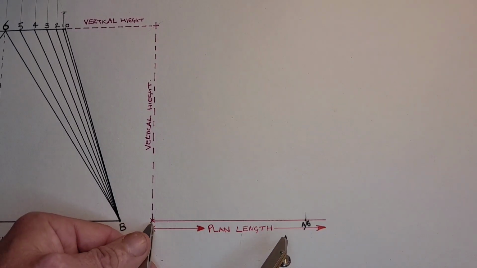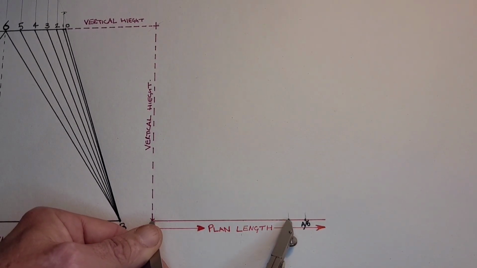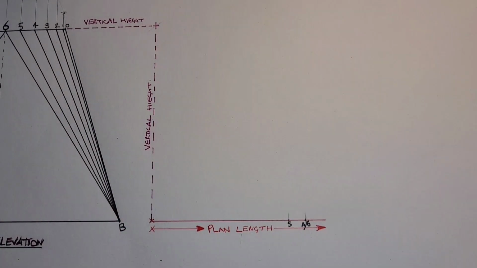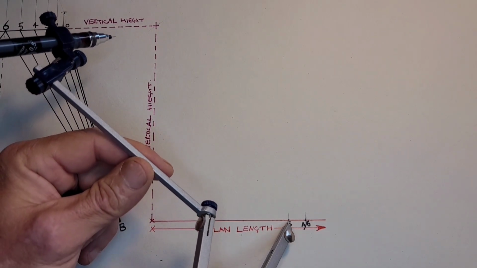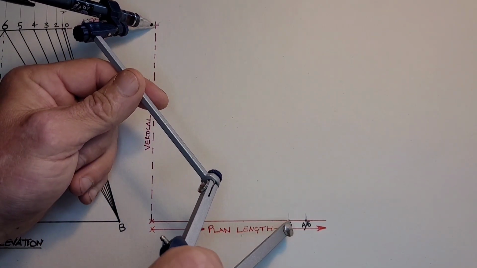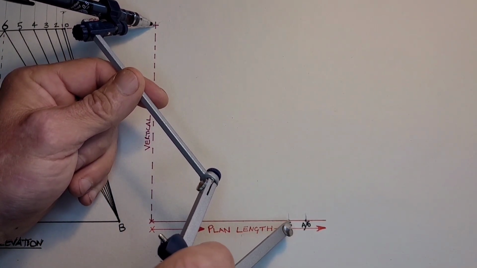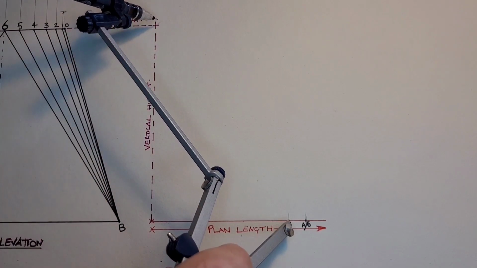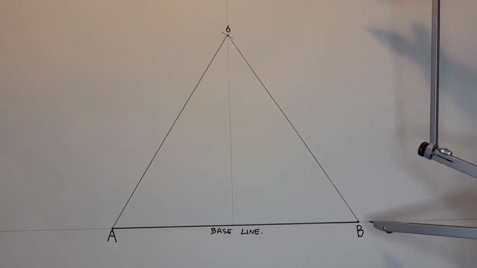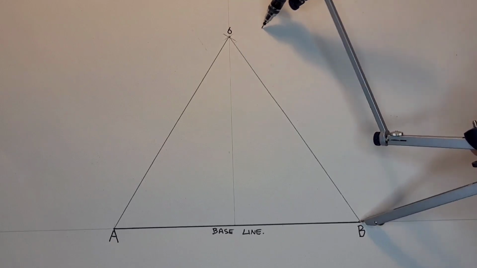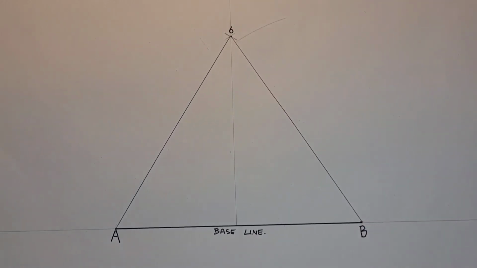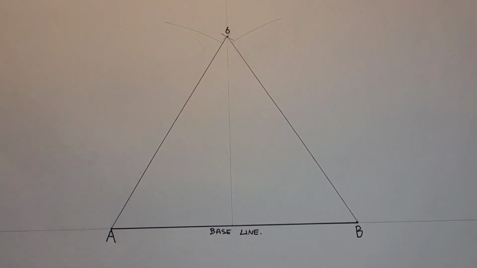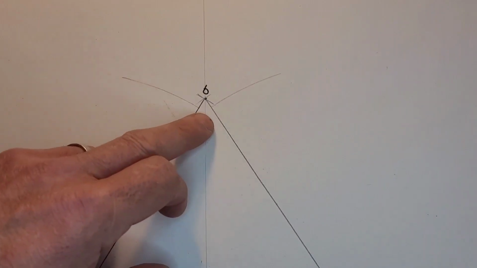As before, we mark A to 5 on the plan length line. And as before, quite simply, point 0.5 up to the vertical height, which, like I say, is constant. And that again is our true length. As before, we'll mark from both corners because they're both the same, like an arc. We've got the true length arced in now.